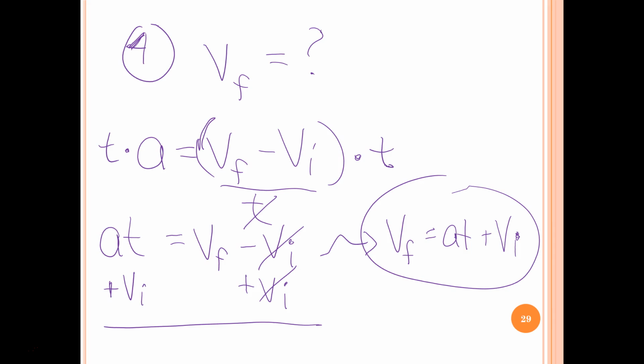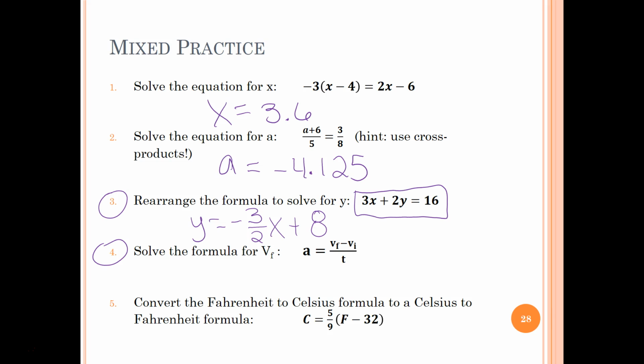So we had a lot of variables in that one, but it wasn't that bad to move around and solve. All right, let me go ahead and put that back in the solution set here. So VF is equal to AT plus VI.